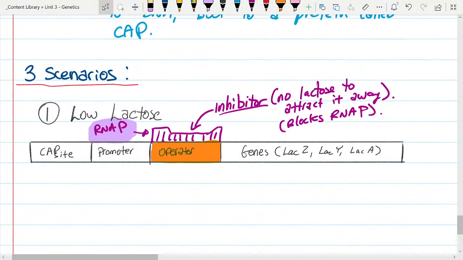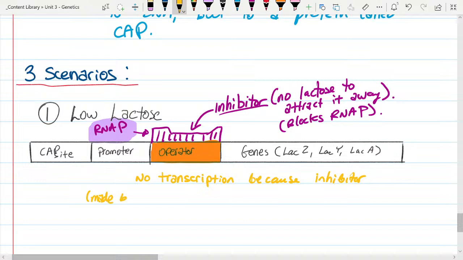They don't get produced. Does that make sense? So there's no transcription because the inhibitor, which is made by the LAC-I gene, is binding to the operator. Does that make sense?